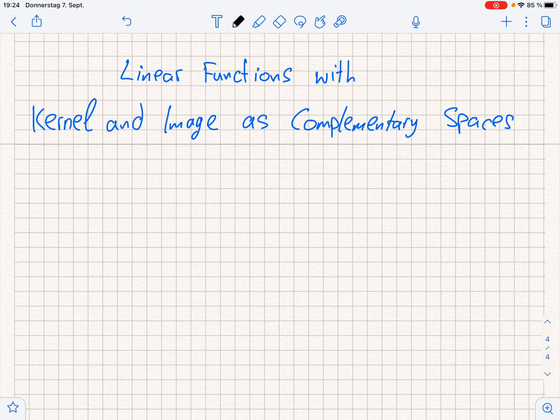Okay, I'd briefly like to cover the concept of complementary spaces. Especially I'd like to consider linear functions for which the kernel and image are complementary spaces. It should be noted that this is not the case for all linear functions or functions in general, but only for a specific type of linear functions.